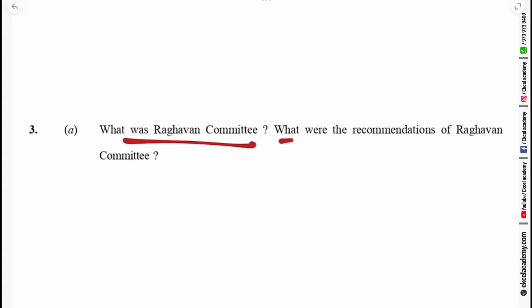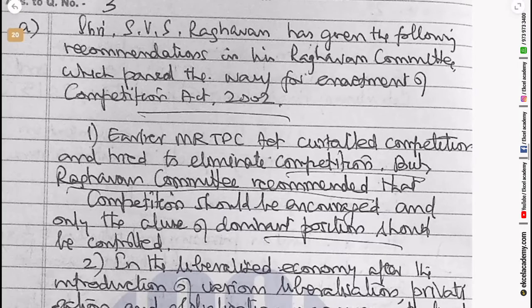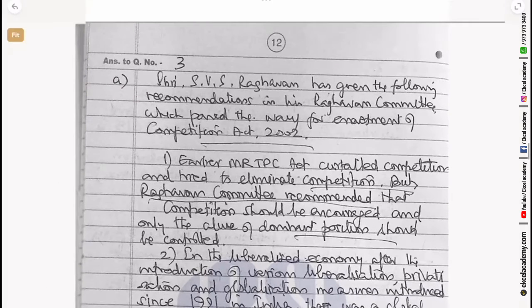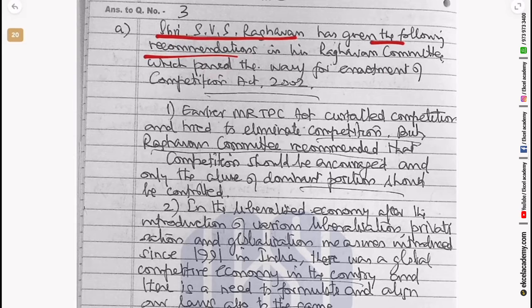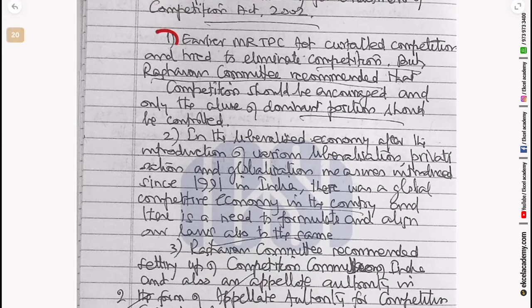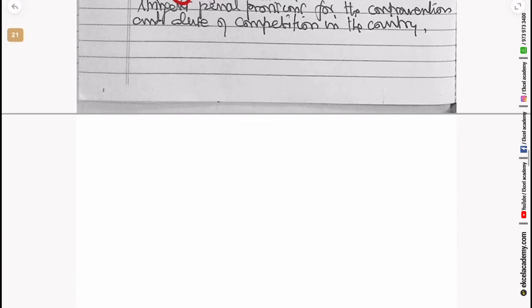What was the Raghavan committee? What were the recommendations? So there are two questions in the same question actually. So very well given. The full name is given. That means the student has studied well. So Mr. Raghavan gave the following recommendations, where he is the chairman of the committee. So number 1, 2, 3, 4.